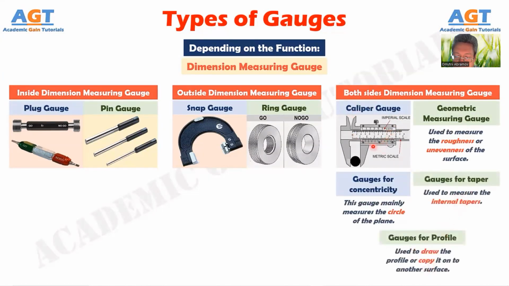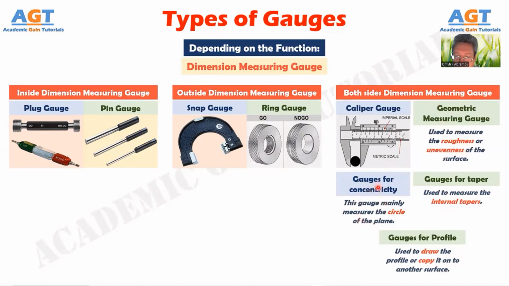The caliper gauge is the gauge that is used to measure the distance of an object between the 2 different sides. It is very useful as it can give more accurate results and is very easy to use. Such examples are vernier caliper, dial caliper, digital caliper, micrometer caliper, etc. The geometric measuring gauges are defined as a measuring device that can measure concentricity, taper, and profile. Mainly the geometric measuring gauge is used to measure the roughness or unevenness of the surface.